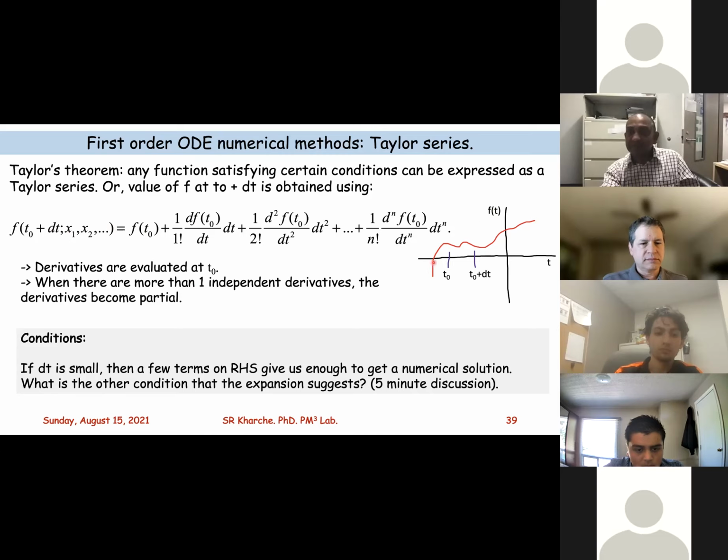So if, say, for example, your f is going according to the red line, and you then need to work out the value of this function at t naught plus dt, and you know what the value of f at t naught is, then you do all of this, and you work out the value of f at dt.